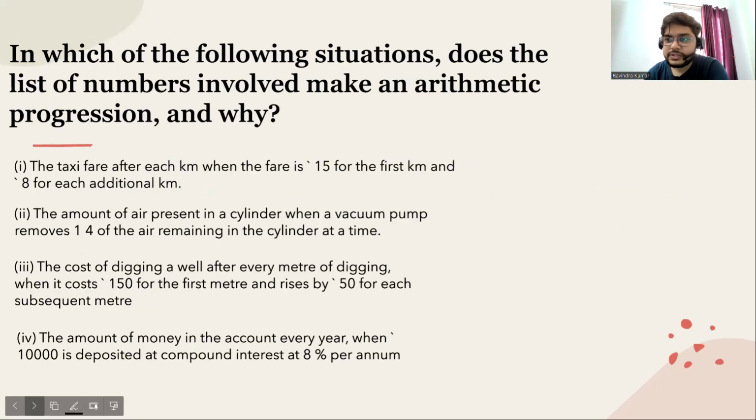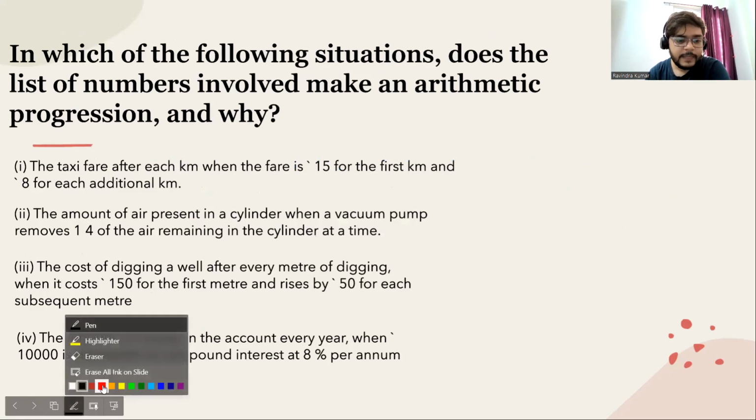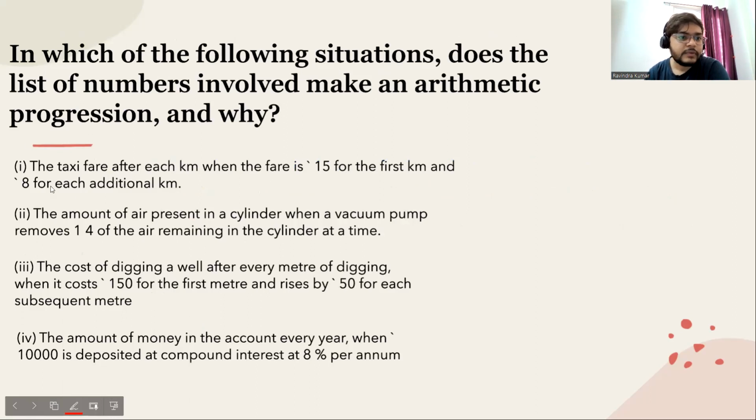And this is our question. Just read it out and try to solve it by yourself first, then we will discuss together. It is saying, in which of the following situations does the list of numbers involved make an arithmetic progression, and why? Okay, there is a situation given. We have to write the situation in numerical form and check whether it is forming an AP or not. If it is an AP, then why? Okay, so just check it out.